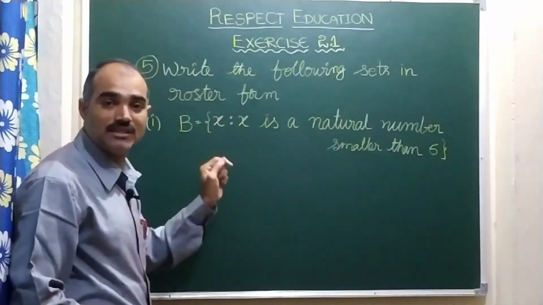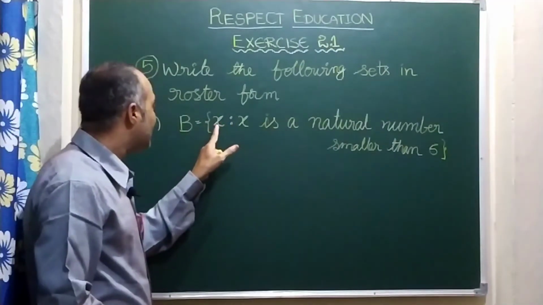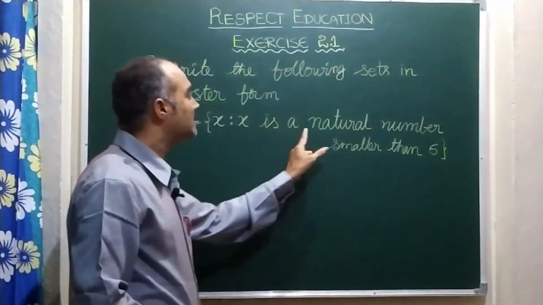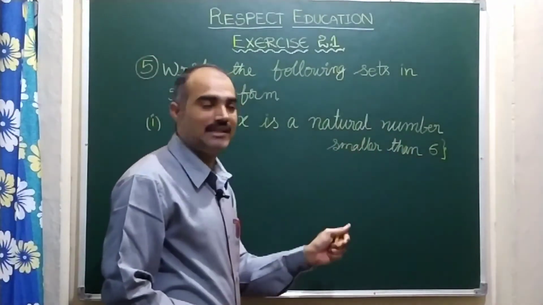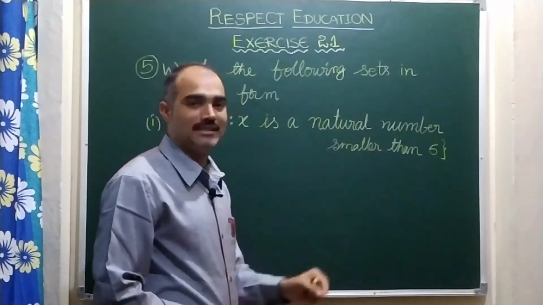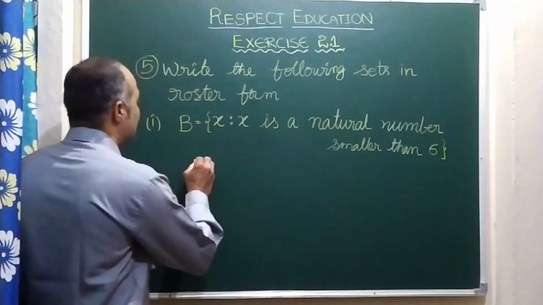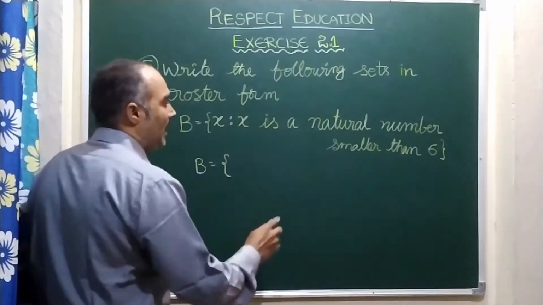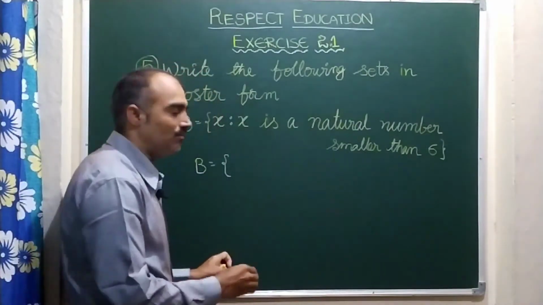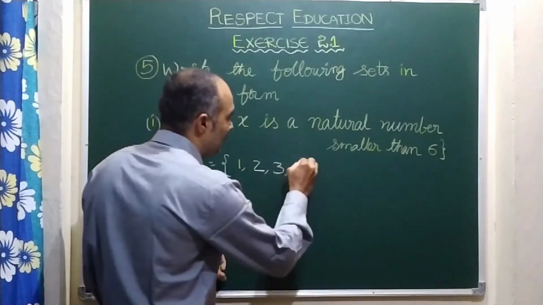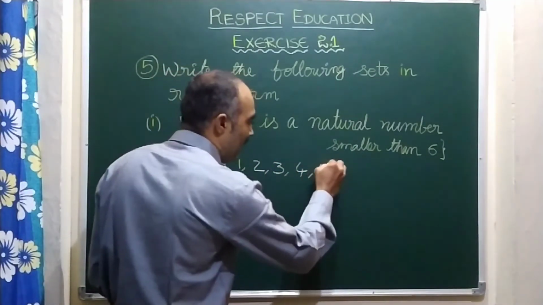What is the meaning of "such that"? Here while writing the values of x, these values should follow this condition. What is the condition here? Those values are to be natural numbers smaller than 6. So here let us write the roster form. B is equal to the set of, as you know, natural numbers start from 1. So here 1, 2, 3, 4, 5.